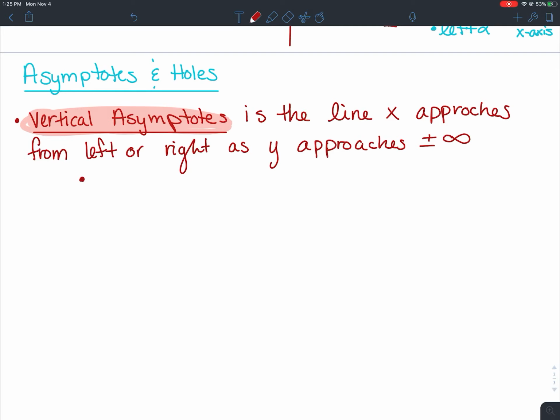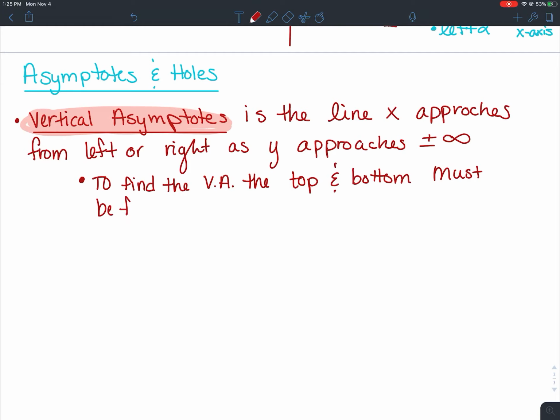So, side note, to find the vertical asymptote, and I'm going to abbreviate it as VA, the top and bottom must be factored. So if you need to relearn how to factor, I made a great video on that. Unit P, day 5, I believe. Okay.